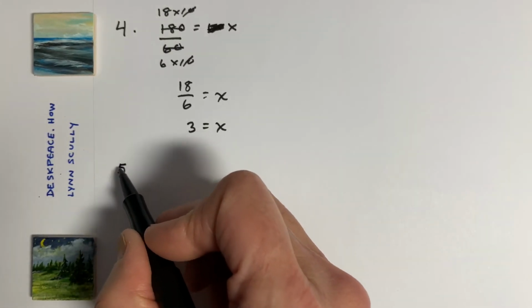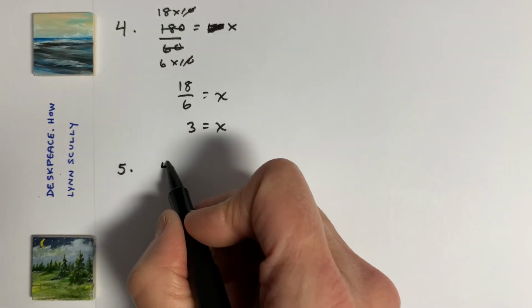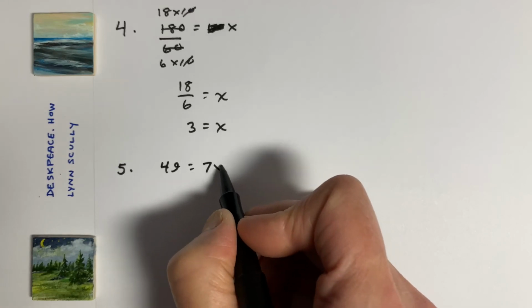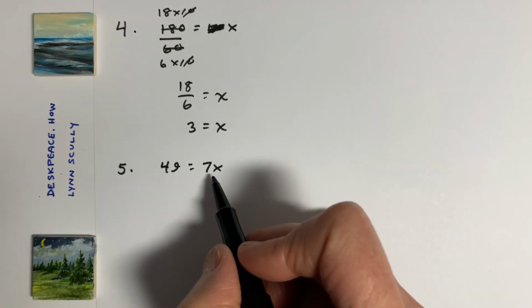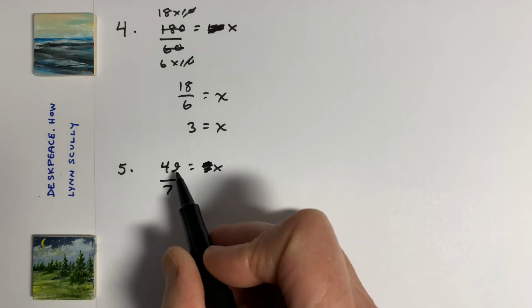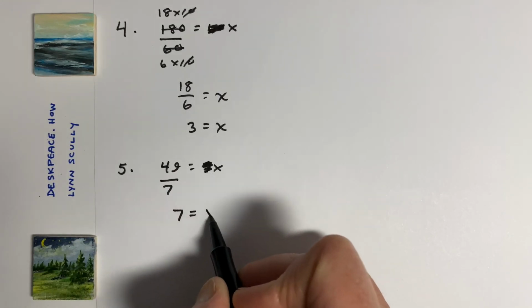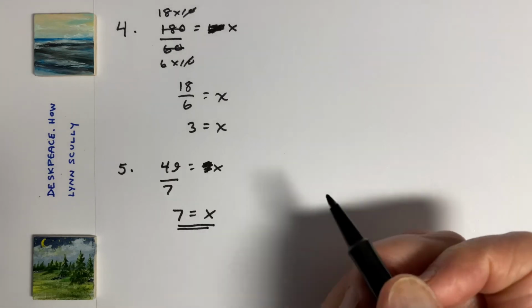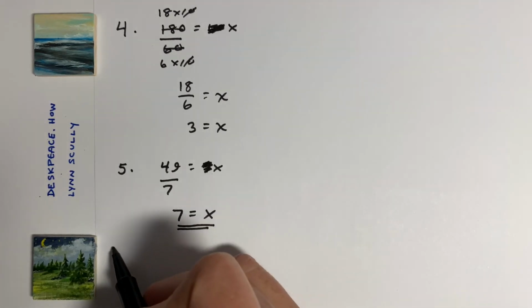Number 5. 49 equals 7x. 7 is attached by multiplication. I'm going to move it by division to the other side of the equal sign. 49 divided by 7 is 7. One of my perfect integer squares. Number 6.